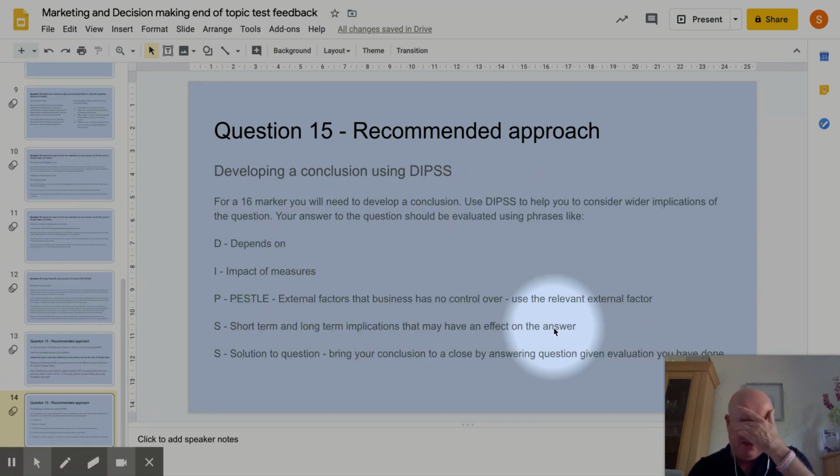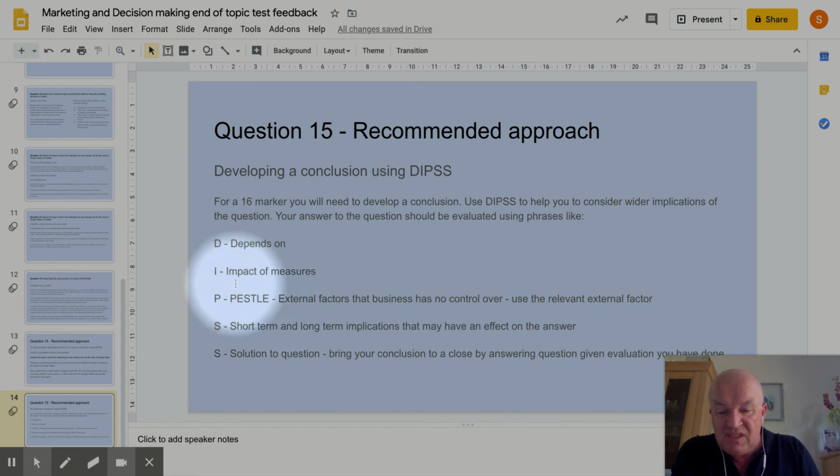Okay, now in terms of the last bit of the answer, where we're talking about developing a conclusion, we've demonstrated that with the example answer and some of the indicative points that you could use in your evaluation. But again, to remind you, if you're having to write a concluding paragraph, using DIPS is a really good way of considering the wider implications of the question, okay? And you haven't got to use all of these, but trying to use this type of language in your conclusion will definitely help you to consider the wider context of the answer, okay?